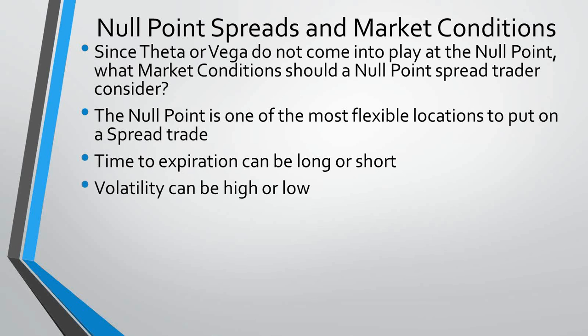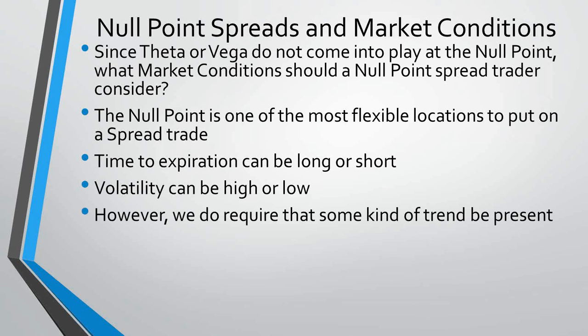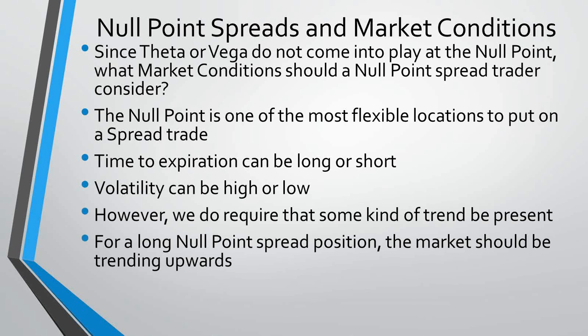Volatility can be high or low. It can be done in high implied volatility conditions. It can be done in low implied volatility conditions. However, we do require some kind of trend be present. Why is that? Because let's say we're putting on a long null point spread position, the market should be trending upwards. Again, if it just sits there, it's not going to do you any good. As I went through a few slides ago, if the underlying sits at the null point and does not move away from that point, you're not going to lose money, but you're not going to make money.